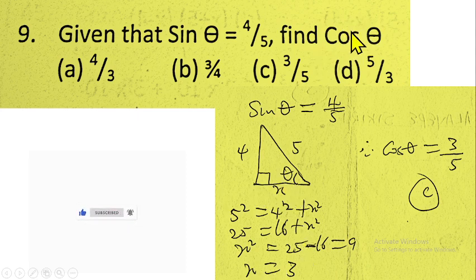Now you can find cos theta. What is cos? Cos is adjacent over hypotenuse. That will be 3 over 5. So cos theta is 3 over 5. So option C is the correct option for question number 9.